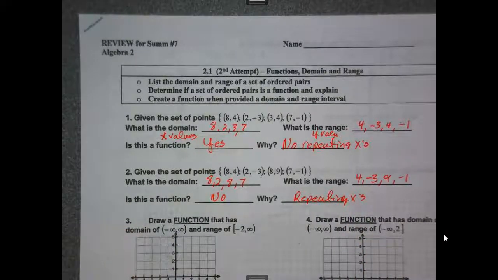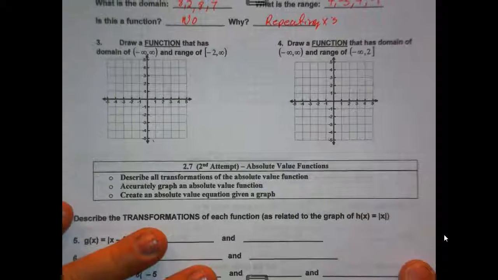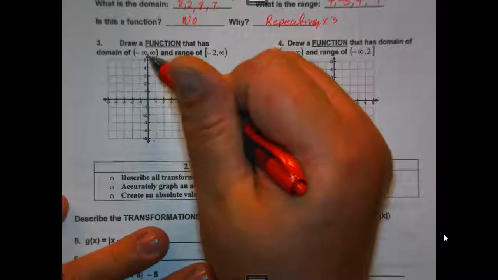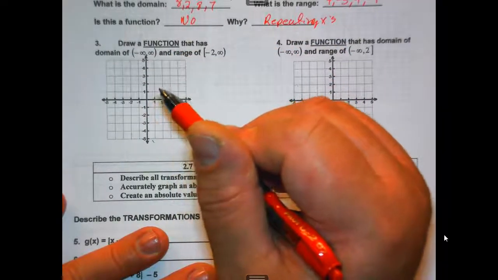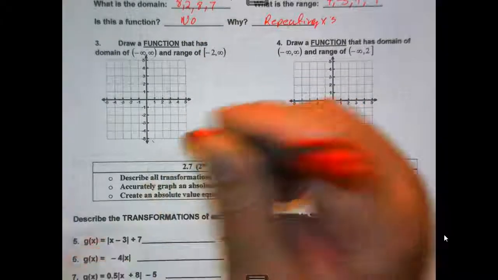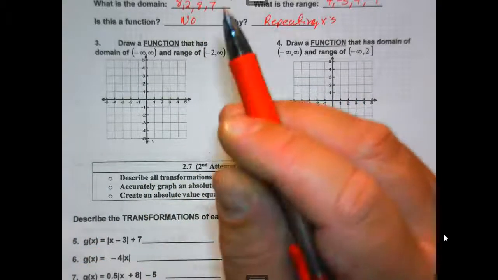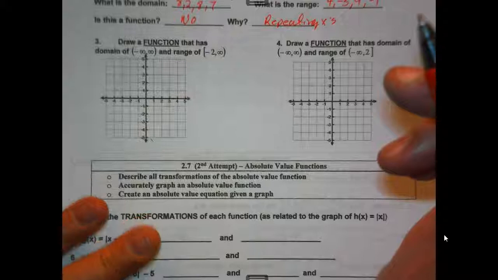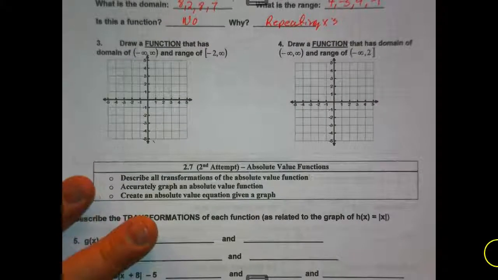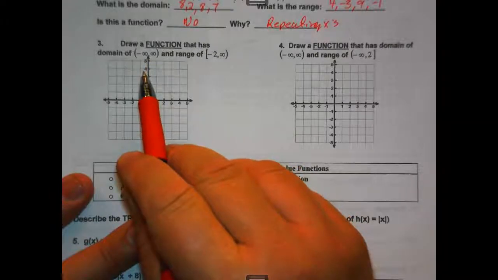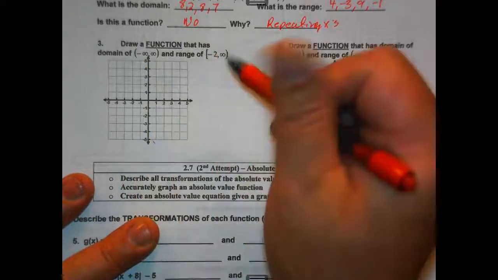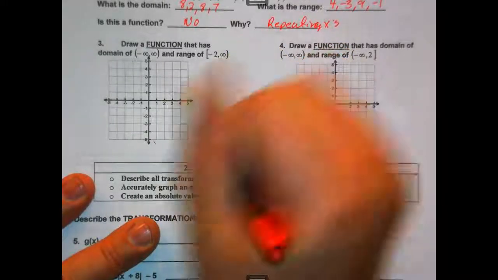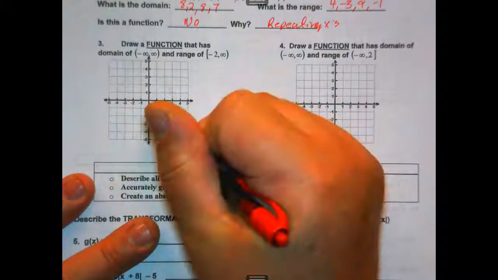Okay, draw a function that has a domain of negative infinity to positive infinity, and a range of negative 2 to positive infinity. This is easy. What's a function that we studied that always has a domain of negative infinity to positive infinity? Absolute value function, right? And the range is negative 2, so we need a point at negative 2, and just draw a V.